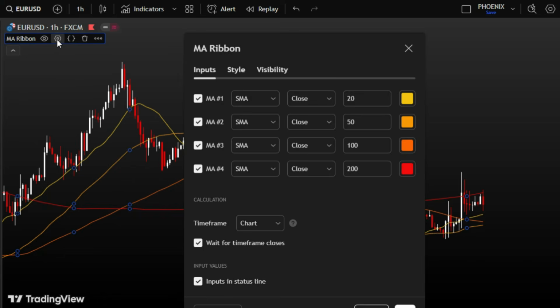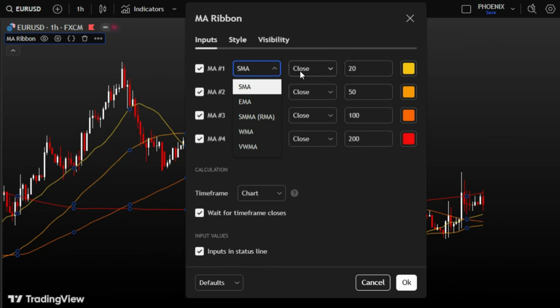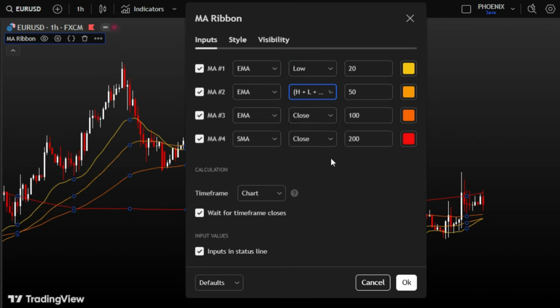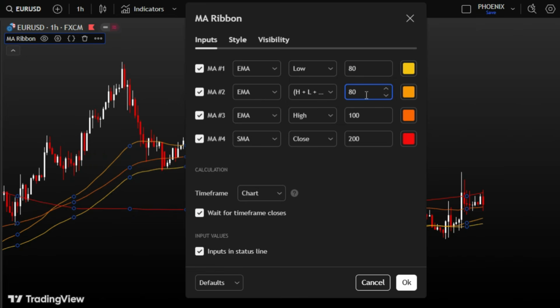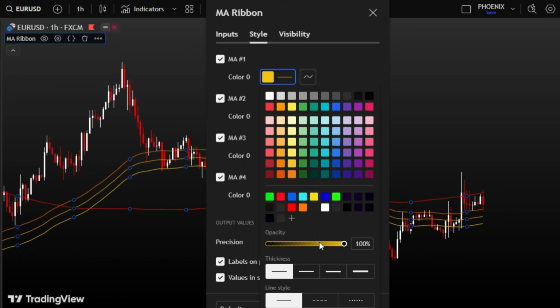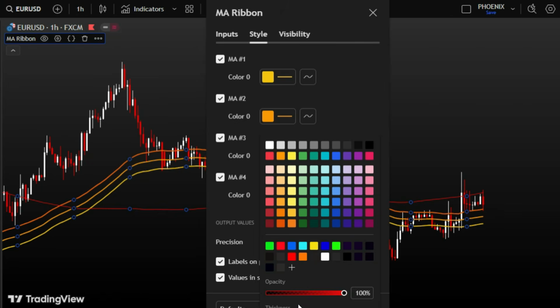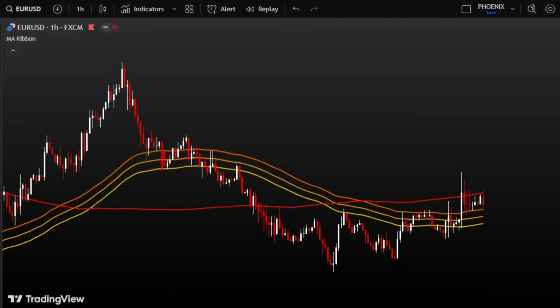Now for a few quick modifications, open up the settings. Make sure to follow my exact steps as I tweak the settings for the best results. In the Styles tab, everything is completely optional. You can adjust the opacity and set any color you like for each moving average.